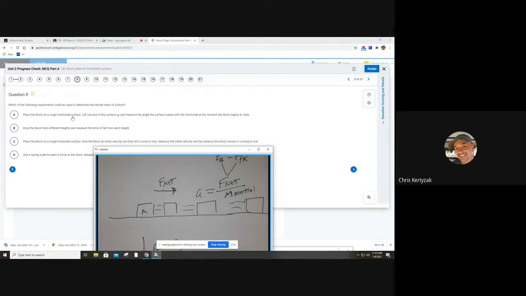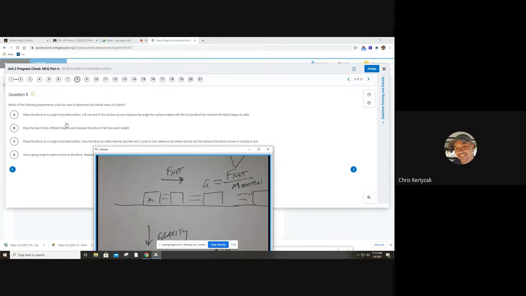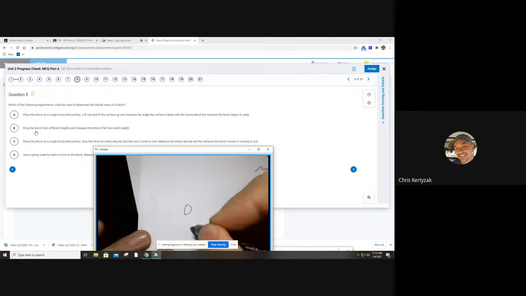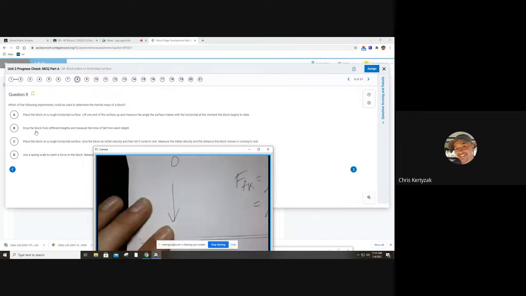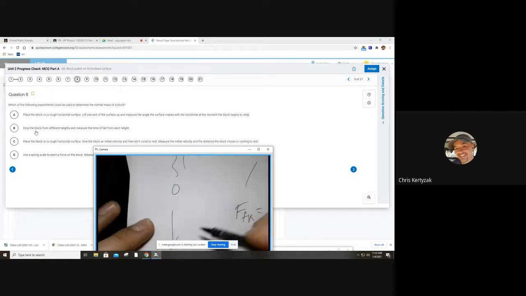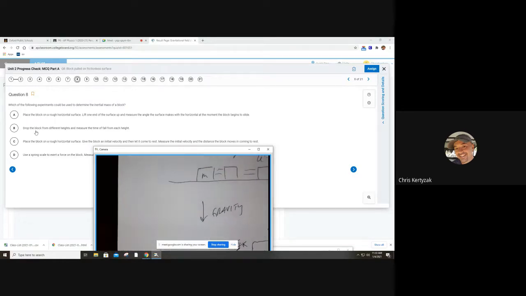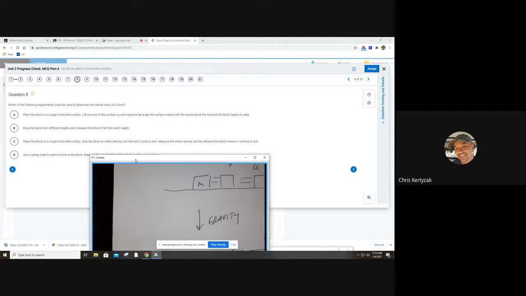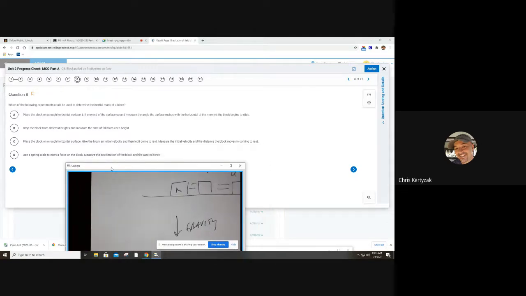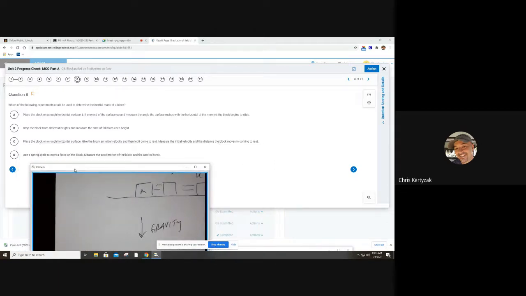So let's look for something that maybe is not including rough. I mean, you could still probably do it, but I don't know that it would be the best way to go about, would be very accurate to determining something that's determining just the inertial mass. B, drop the block from different heights. Dropping something, that's a gravitational mass thing, right? That's moving down in the direction of gravity. We're talking about inertial mass here. C, place the block on a rough horizontal surface. We're talking roughness again. I don't like roughness. Let's see what D offers.